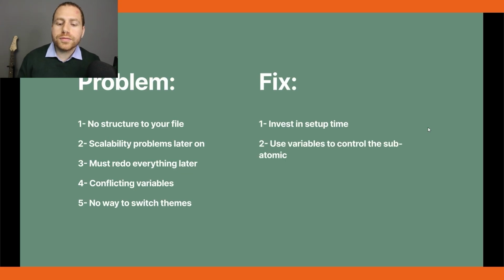Number 2, use variables to control the subatomic. Use variables in order to control all of the colors, to control the primary, secondary, neutral colors. Use variables to control the typography, so that if anything changes in the whole system, you're able to quickly update everything from one click of a button.